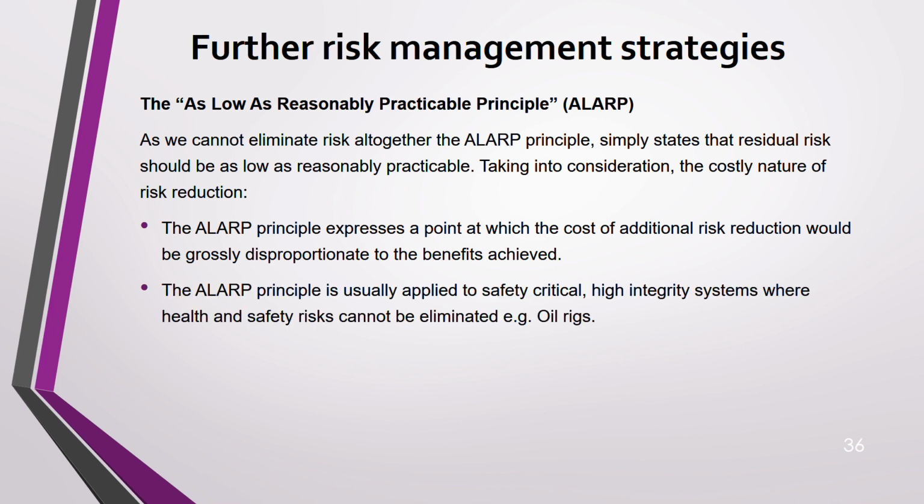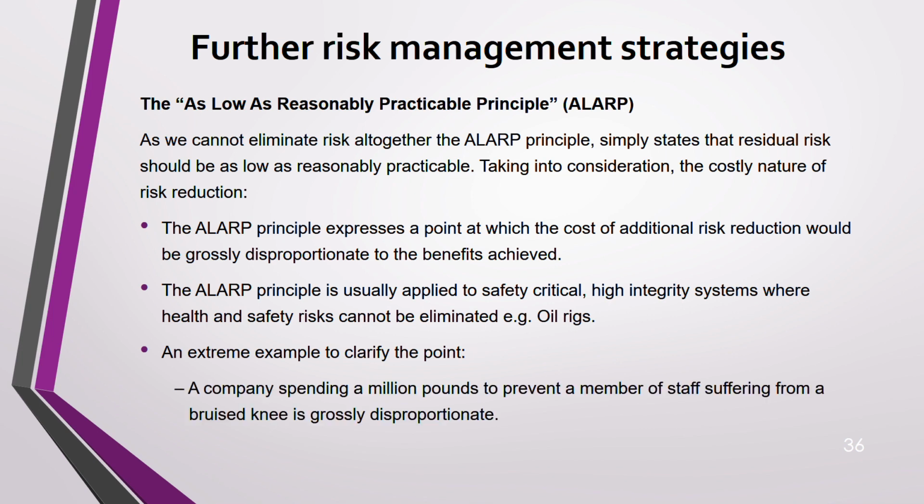Okay, so this usually applies to safety critical, high integrity systems where health and safety risk cannot be eliminated. Example, oil rigs. Okay, so here when you reduce the risk, it has to be up to a point because beyond that, the benefit will be less. So there you cannot take risk. You have to keep it because it's regarding health and safety, oil rigs and all. Okay, so here, no matter what you do, some risk will be there. You cannot eliminate it. Okay, an extreme example to clarify this point is what? A company that spends billions of pounds to prevent a staff from suffering a bruised knee is grossly disproportionate. What does it mean? Is it worth it?